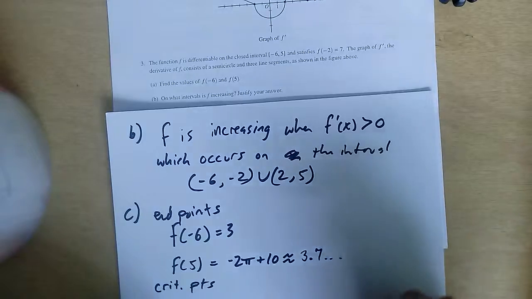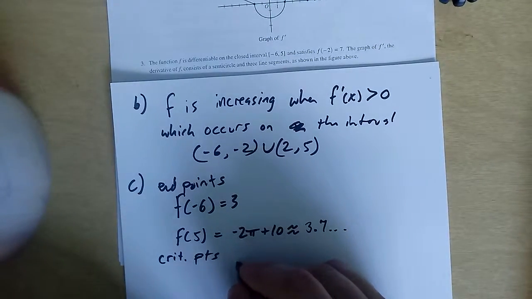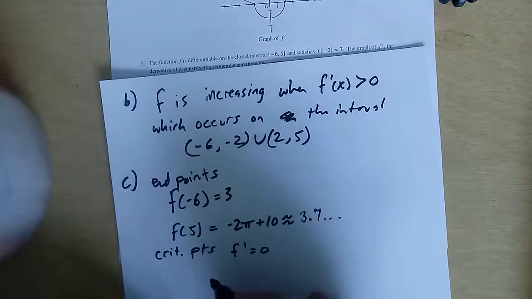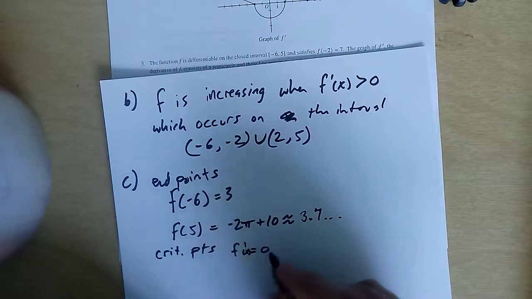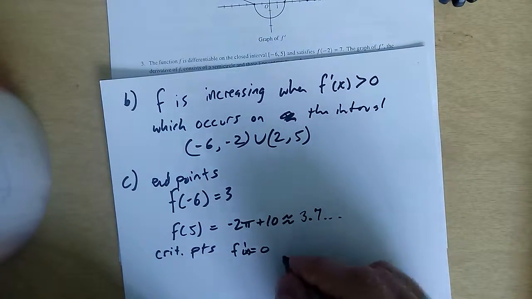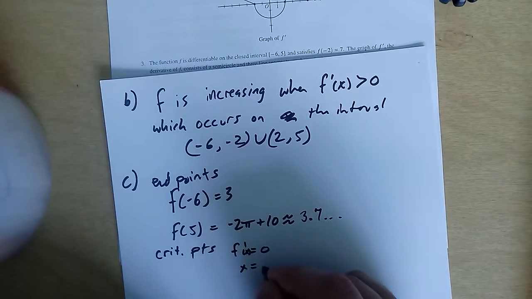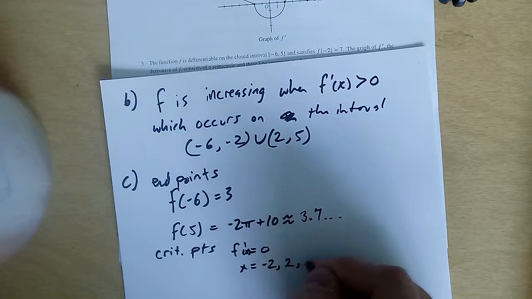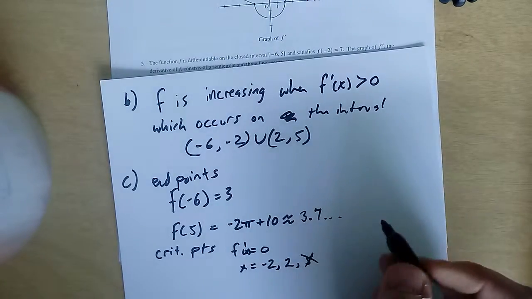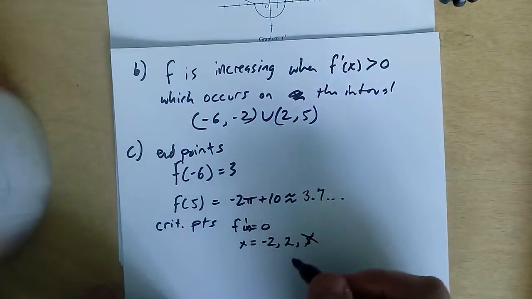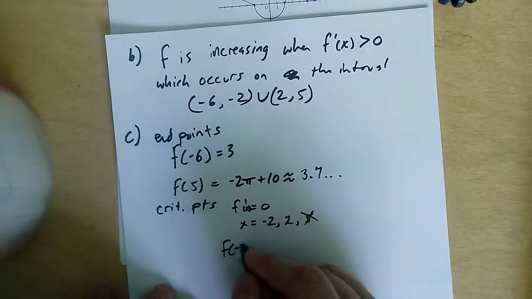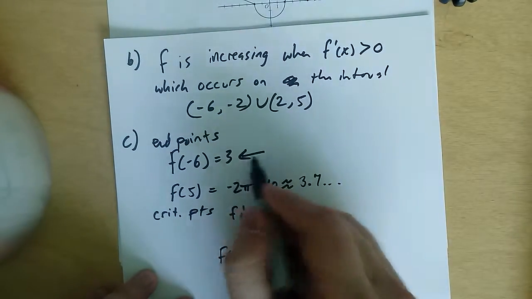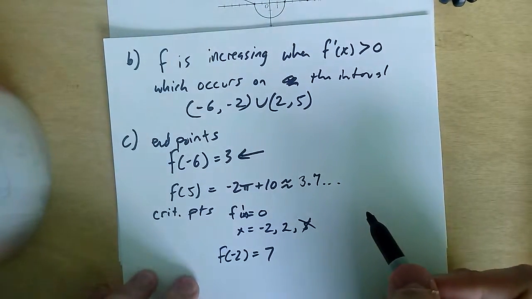So right now, f of -6 is my main contender, and my other options are at critical points. Remember that a critical point occurs when f prime is equal to 0. f prime of x is equal to 0 at x equals -2 and 2, and also 5, but we've already taken care of 5. We know what f of 5 is. So I want to find out what f of -2 is. Oh wait, f of -2 is equal to 7. So so far, our main contender is at -6.